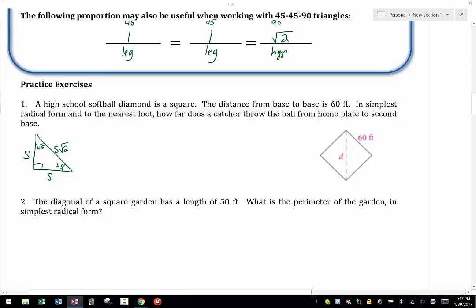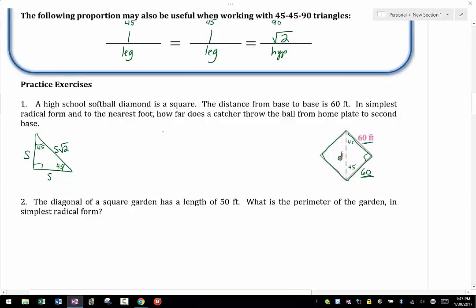So if it says a high school softball diamond is a square, okay, good, and the distance from base to base is 60, and I want the distance from second to home, if I look at this, I have two 60s, which means this is an isosceles right triangle, which makes it a 45, 45, 90.